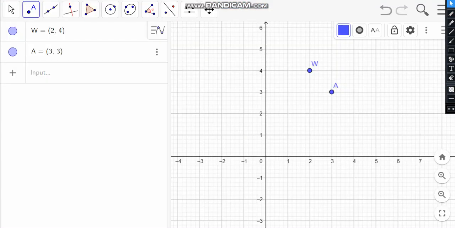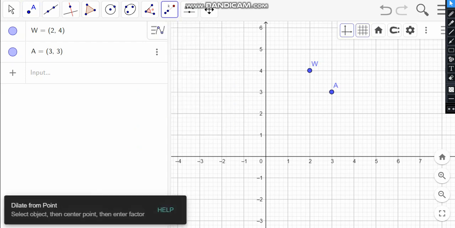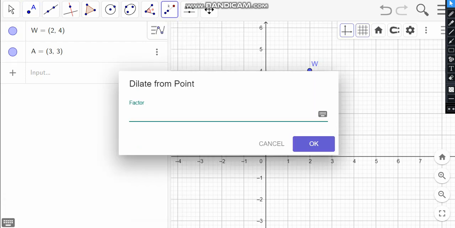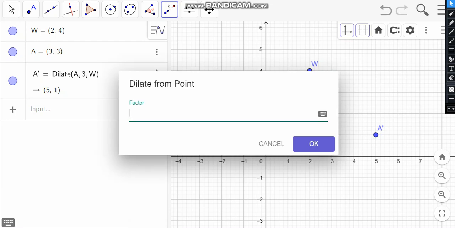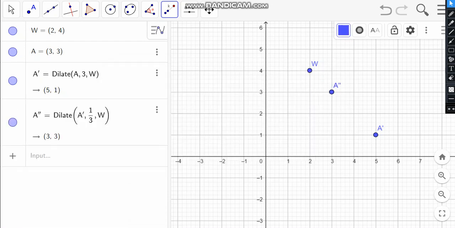Suppose you have center omega and the point A. I'm going to do a dilation of the point A with center omega and ratio, for example, 3. So you have A prime. Now I'm going to do from A prime the inverse, with ratio 1 over 3. You're going to have the same point. So in that case, the image of the point A is nothing else than A. So let us prove it.